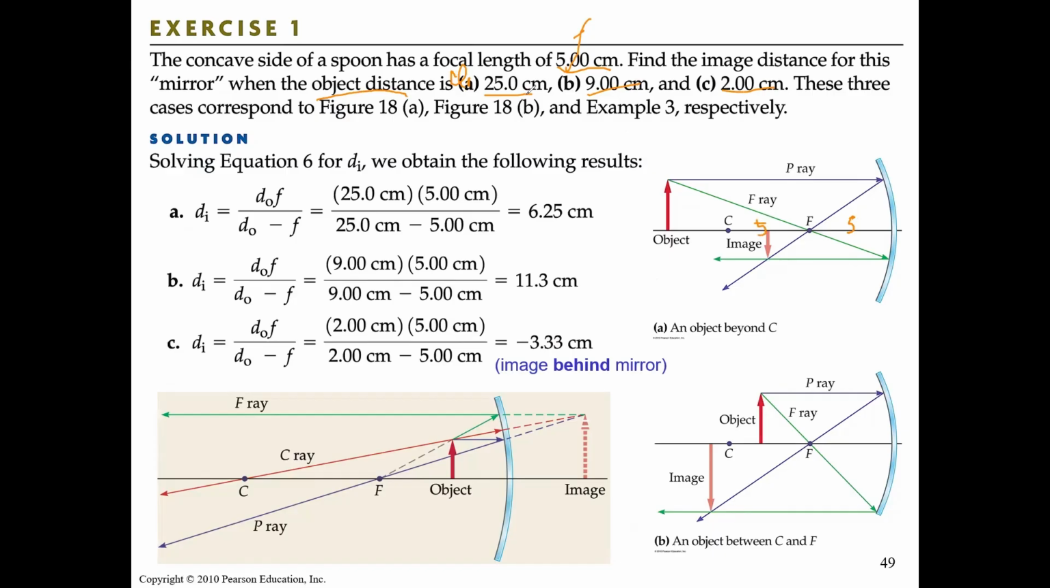So if the object distance is 25, this tells us the object is beyond point C, right? So this is figure A. If the object distance is 9, it tells us that it is between C and F, right? So this is figure B. And then if the object distance is just 2, this is telling us that the object is within focal point F. Okay, so we solve the equation for DI.